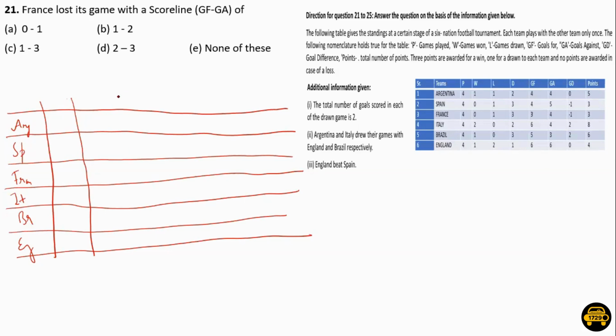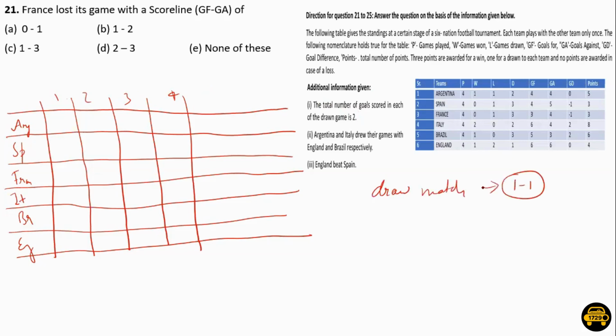Okay, so let's do one thing first. Each of the teams has played four games each, so we can have information about 4 games. So first game, second game, third game, fourth game. It can be any one of them, that doesn't matter. We know that the total number of goals scored in each of the drawn games is 2. That means in a draw match, the scoreline would have been exactly 1-1. That is the only way we can have a draw match with a total of 2 goals, right?